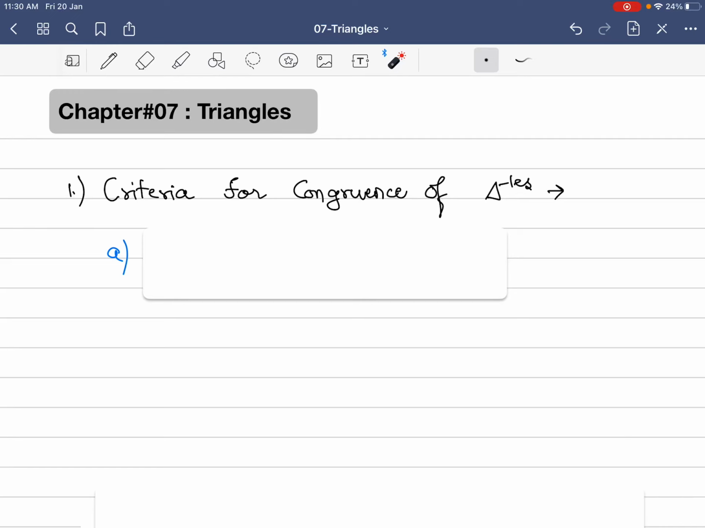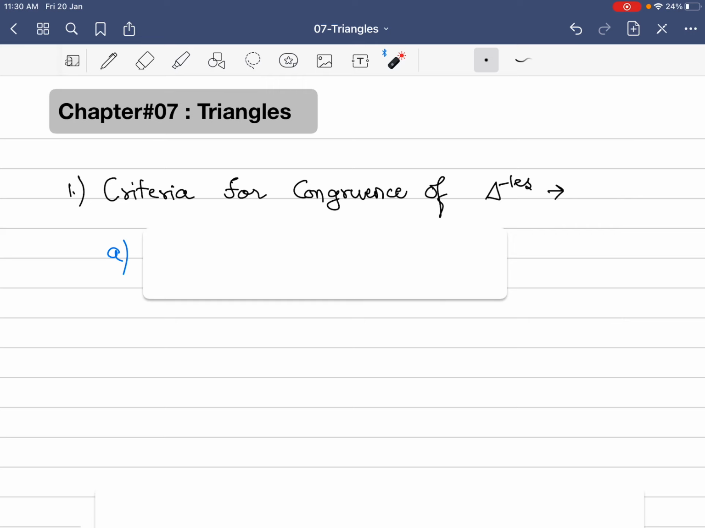So in this video of chapter number 7, triangles, we're going to discuss a very important concept, and that concept is criteria for congruence of triangles. In the previous video, we saw what exactly is the meaning of congruency of triangles. Two triangles are congruent when they're exactly equal to each other, when all their three sides and all their three angles are equal to each other. That time we say that the two triangles are congruent to each other.